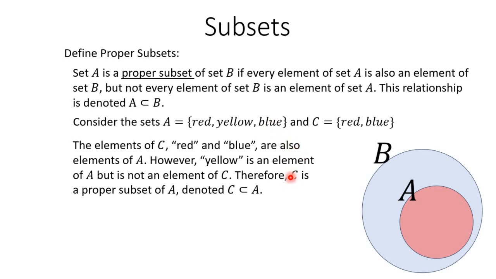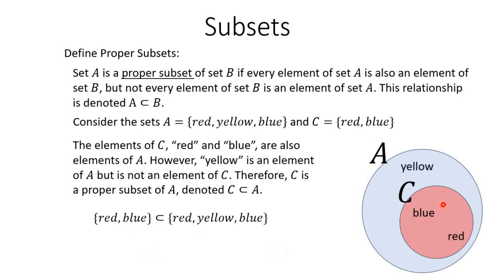So in this case, we would say that C is a subset of A. As you can see, this is how you would denote it. This is how you'd illustrate it, sorry. So the set C contains just blue and red, which are also in set A, but set A contains yellow, which is not in set C, so it wouldn't go in the circle.